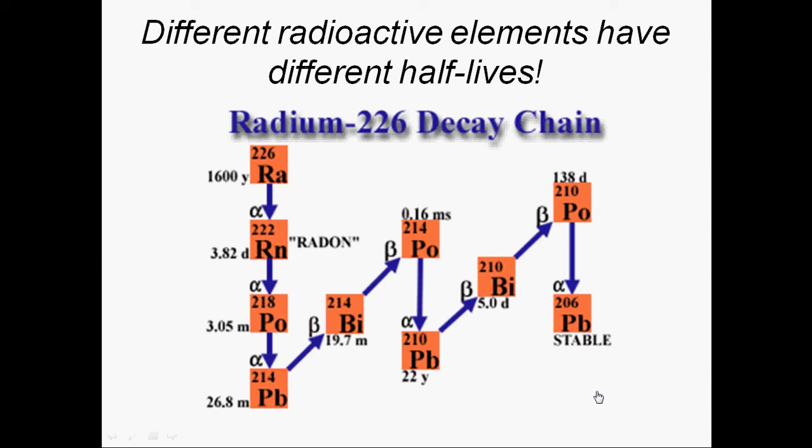Okay? So basically all this is telling us is that different isotopes are going to have different half-lives, which means that they're occurring over different time frames.